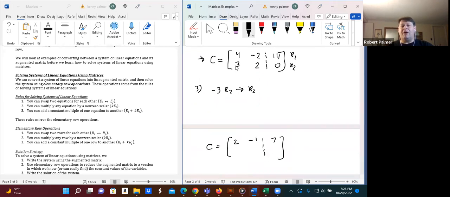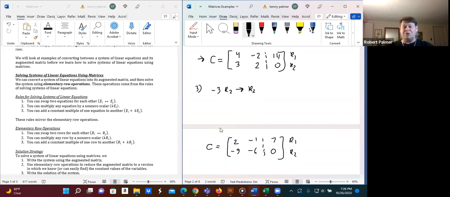Now, multiply each element of this row by -3. So -3 times 3 is -9. -3 times 2 is -6. And then -3 times 0 is 0. Okay. So now this is my new row 1 and my new row 2. So I can multiply. That's my second rule of row operations. I can multiply each row by any non-zero number.